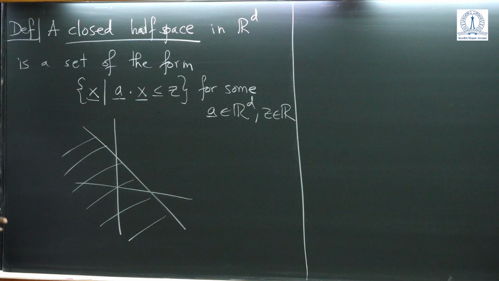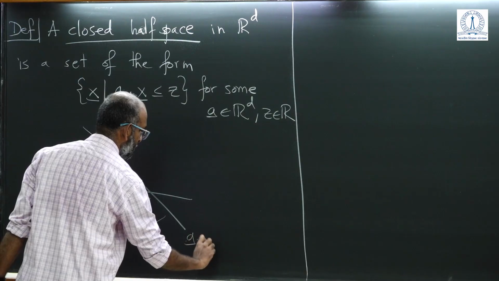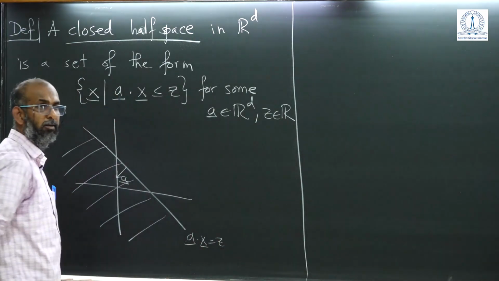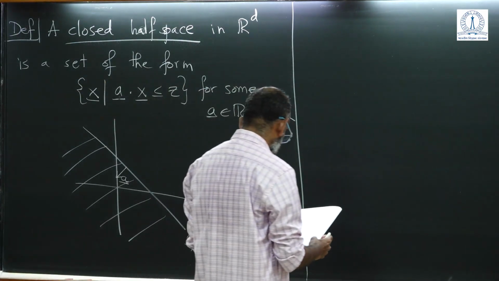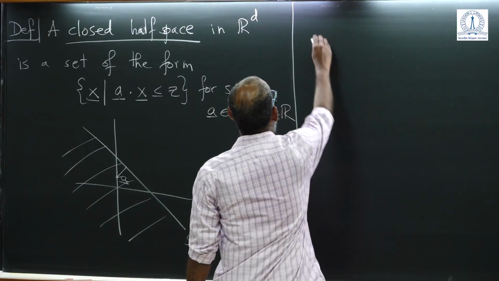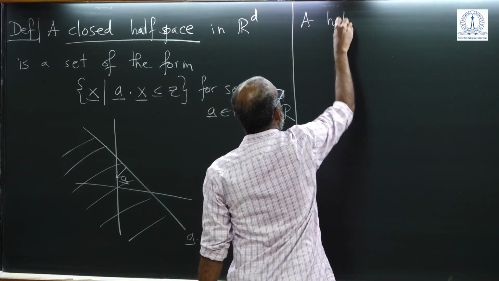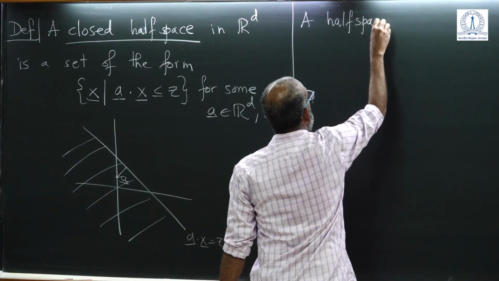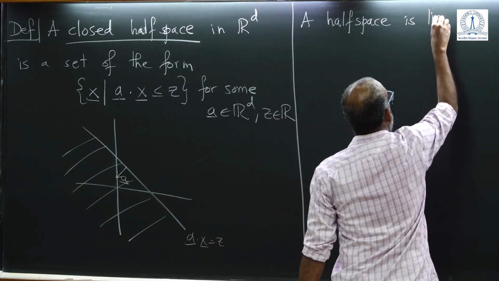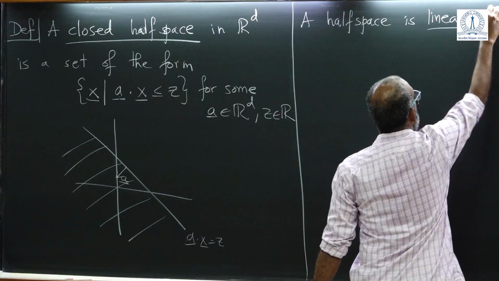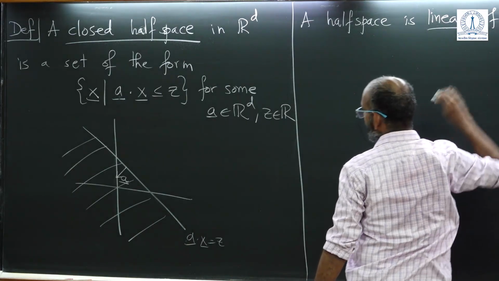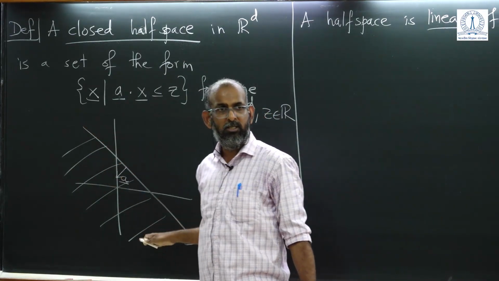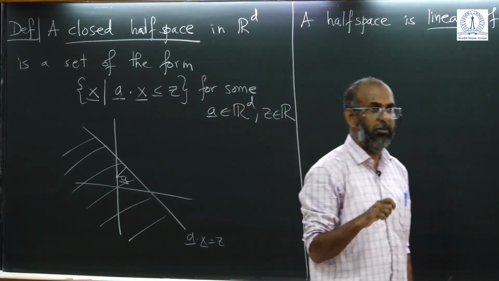And so this line is a dot x equal to z. Okay, and a half space is linear if z is equal to 0. So in that case, it passes through the origin, and it's a vector subspace.